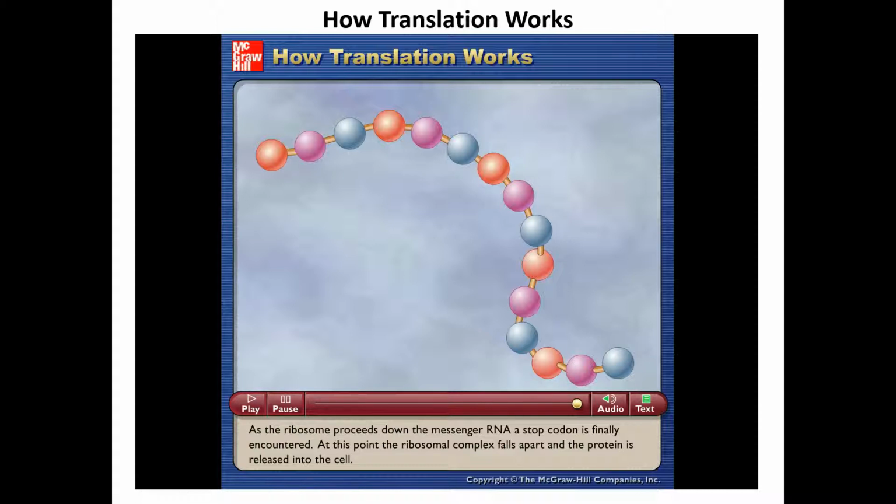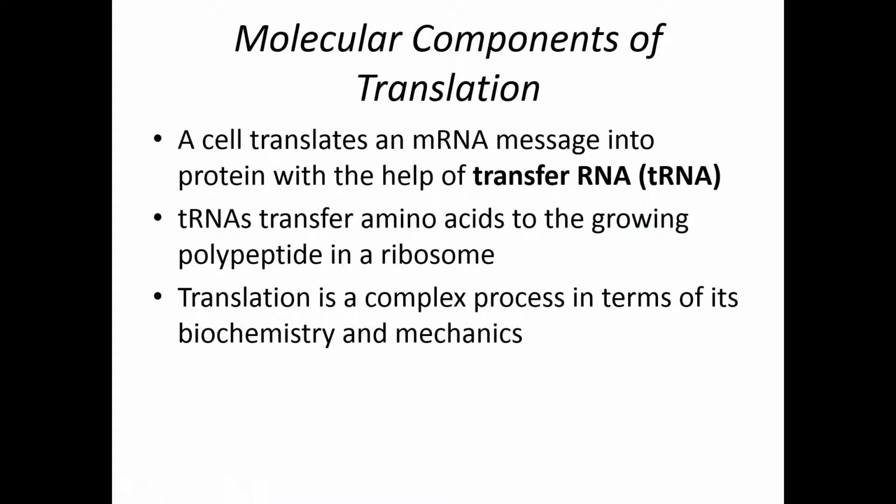Alright, so looking at this process of translation in a little bit more detail. All right, so you have messenger RNA, which we've already talked about from our previous discussion on transcription. Now you also have another type of RNA called transfer RNA. The function of transfer RNA is that it transports amino acids to the ribosome.